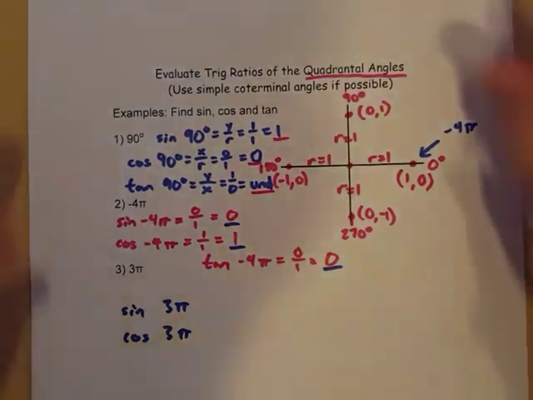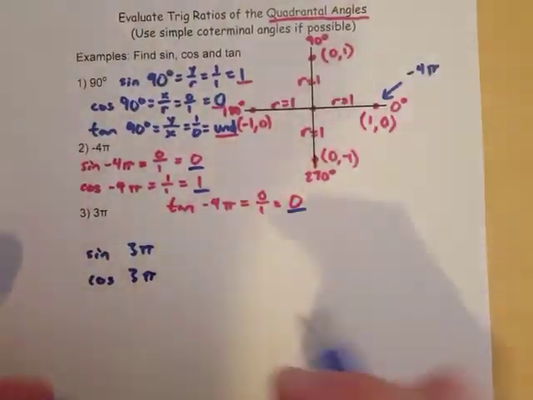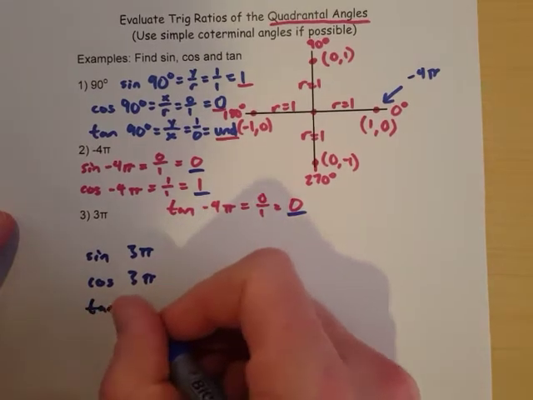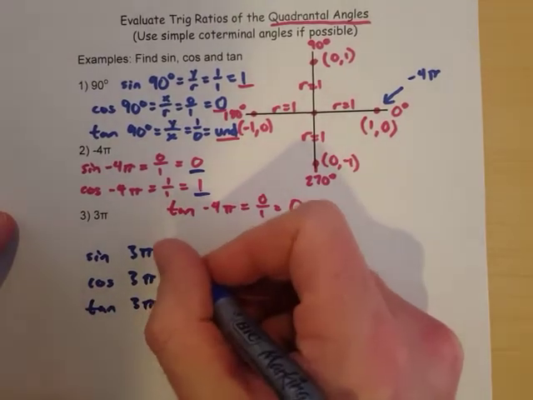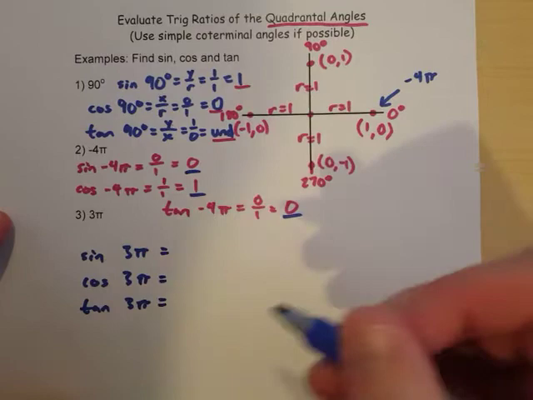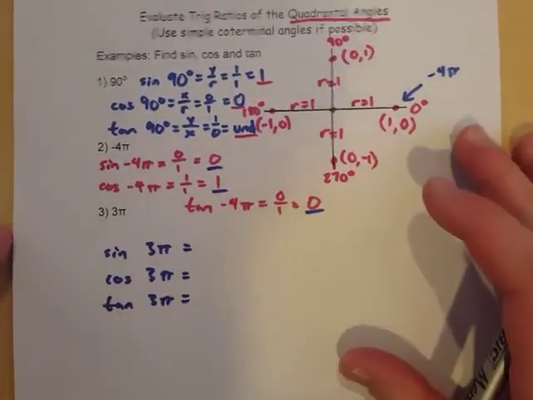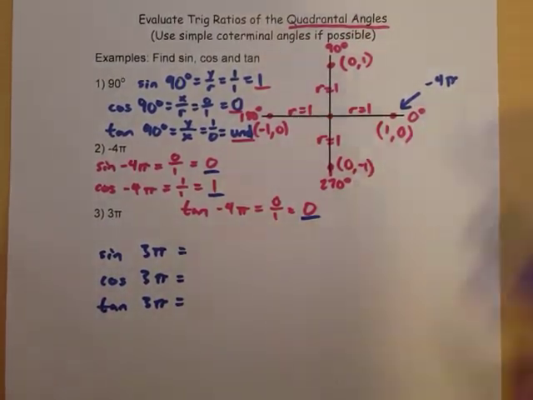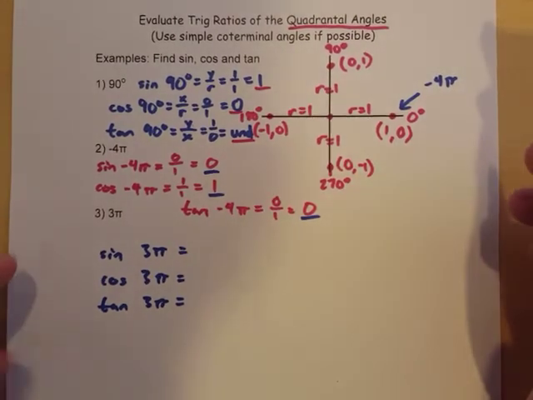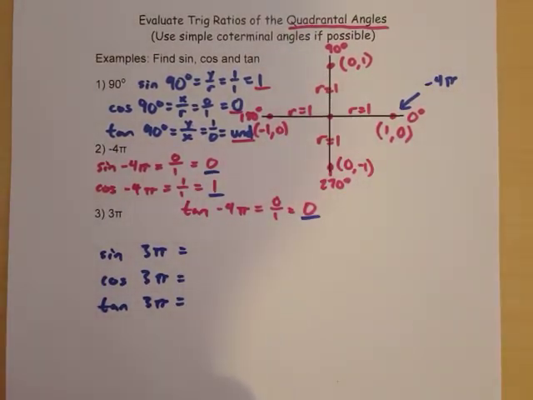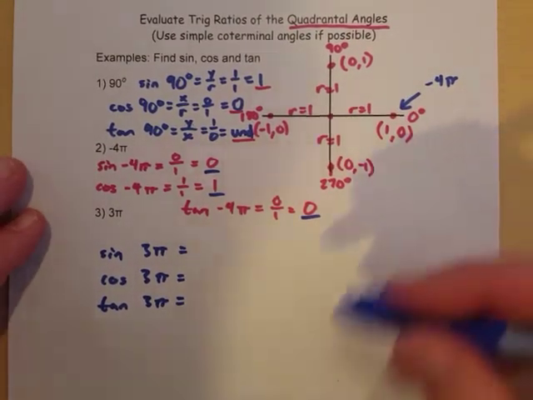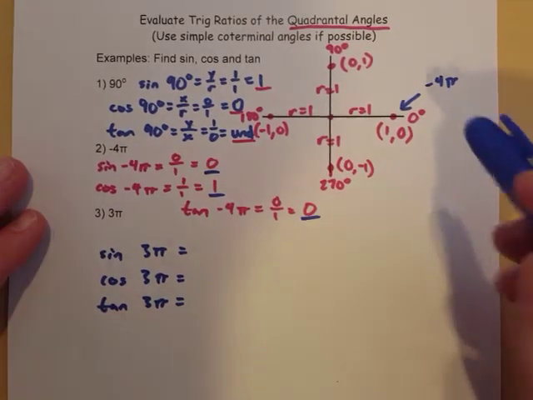Now, when you're working on these and you're doing them in your assignment, I would like you to say what they're equal to. Go 0 over 1 or 1 over 1. I would like you to write that out. That shows me what you're doing, how you're finding those different things. That gives me a little bit of information, especially when it comes to test time if you're doing a problem like this, which you will.